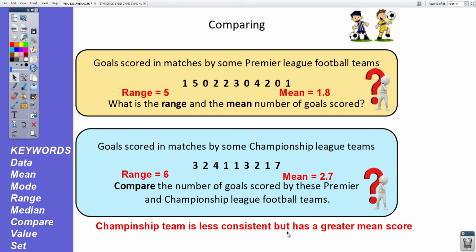But the important thing, they have a greater mean score. Their average score, their mean score during a game is 2.7 goals, whereas the mean score of the Premier League teams was only 1.8 goals. This is what we mean by a comparison. That is what we need to see. Moving on.